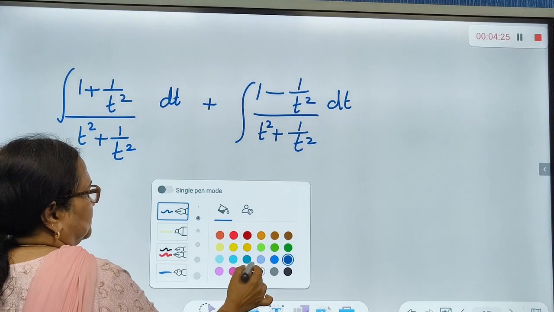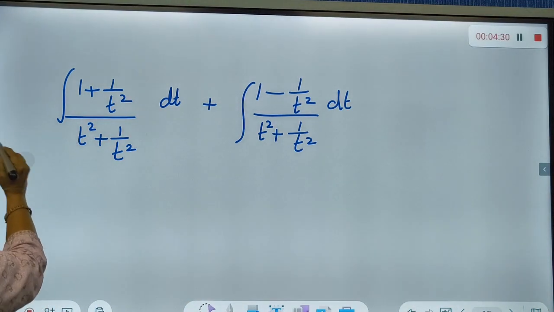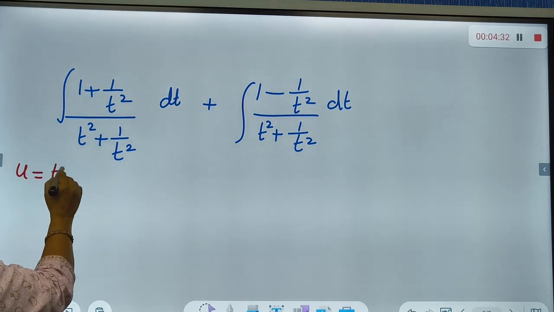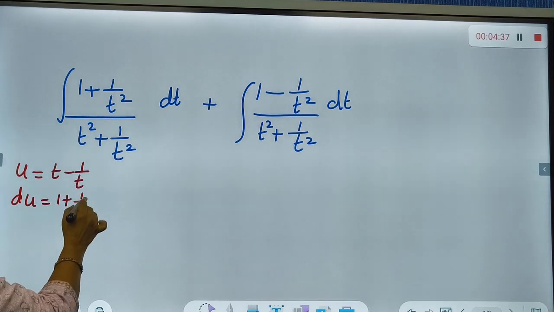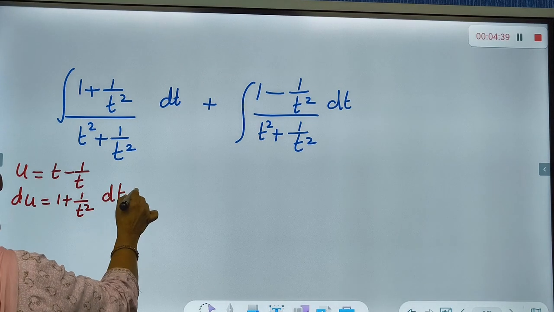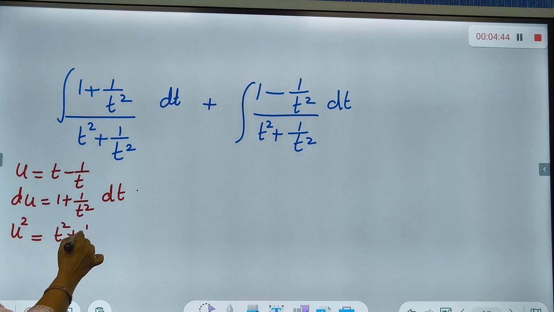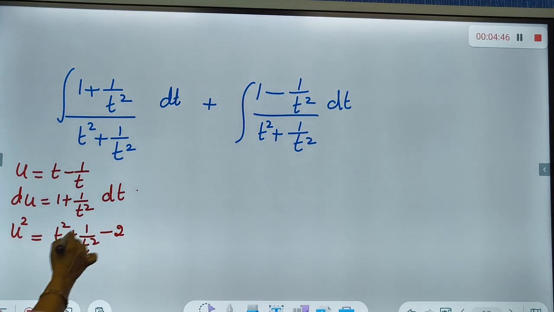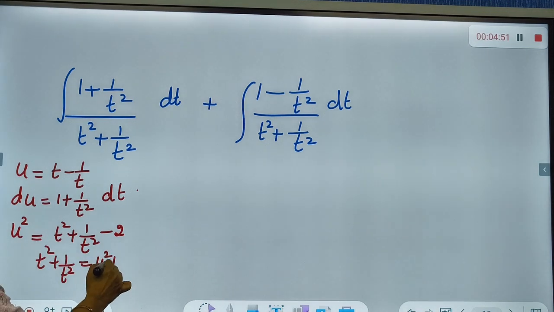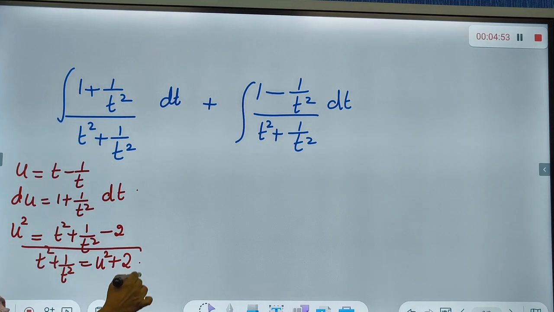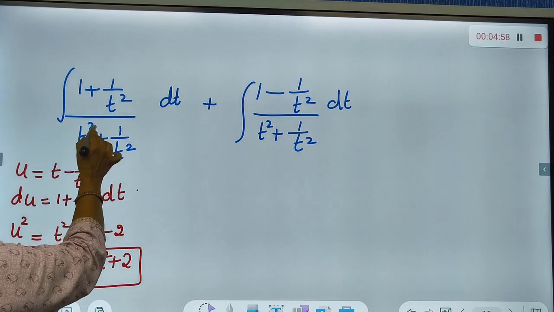So now if I take u equal to t minus 1 by t, my du will be 1 plus 1 by t square dt. Now u square will be t square plus 1 by t square minus 2. So t square plus 1 by t square will be u square plus 2. Okay. Now this is for the first integral.